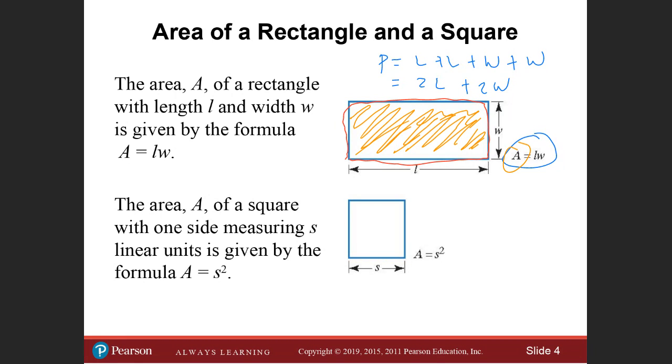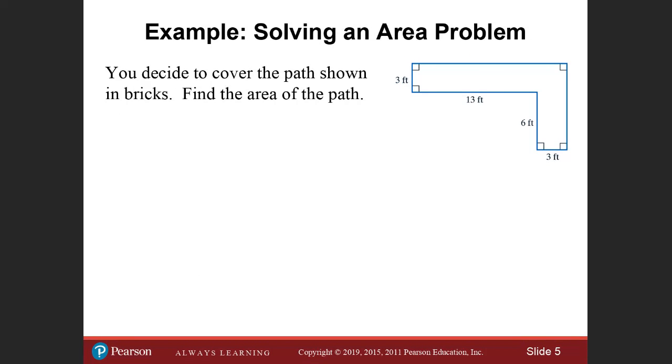For the square, you have 4 equal sides, so we call that S. The area is S to the power of 2, or S times S. So that's the area of a square, the inside. Okay, so let's have an example here.